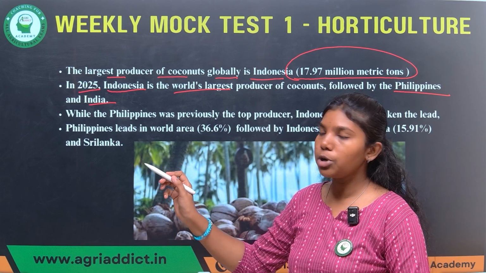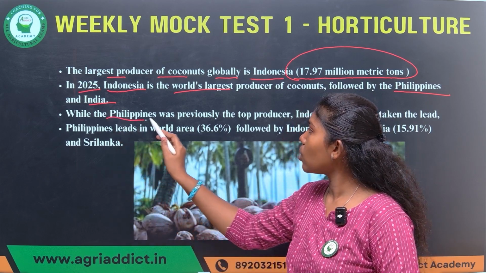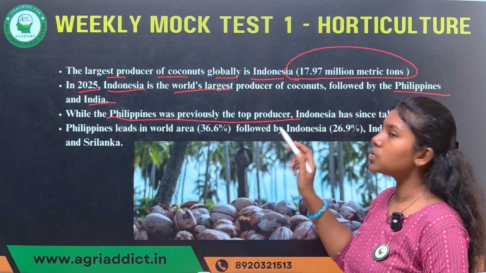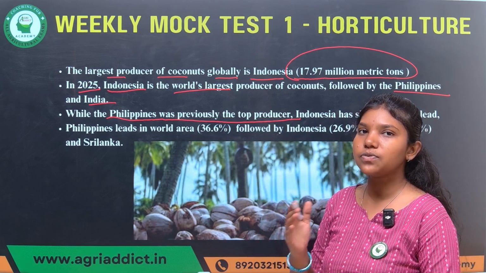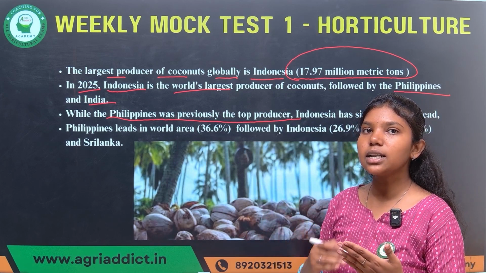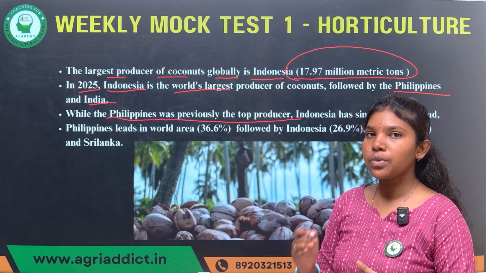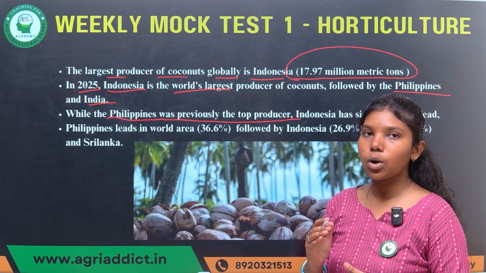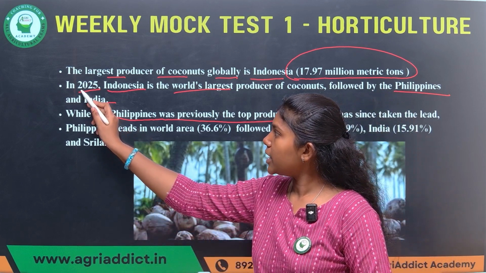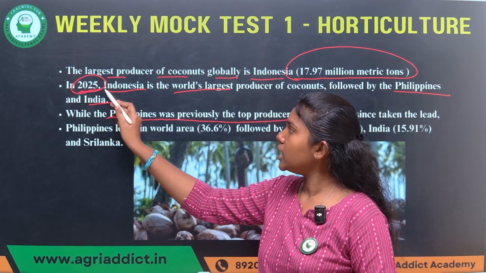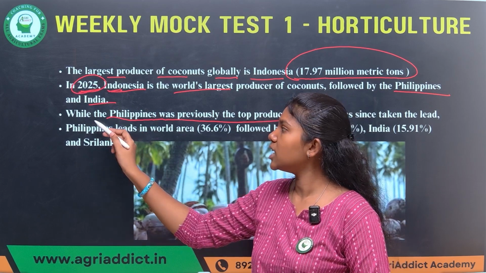The important point to be noted here is Philippines was previously the top producer. If you see old data, the largest producer of coconut was Philippines and it has been recently replaced by Indonesia. This is the importance why you should refer recent data. In 2020, in recent years only, Indonesia has taken the first place. Earlier it was Philippines.